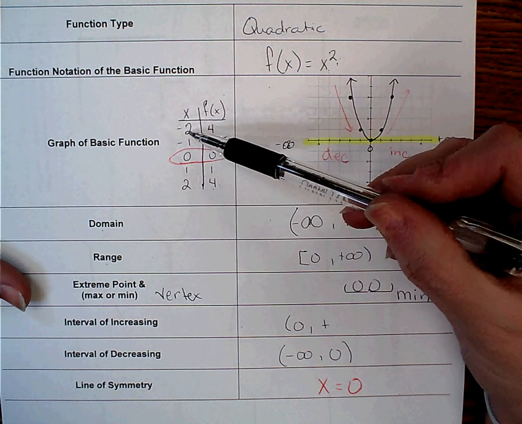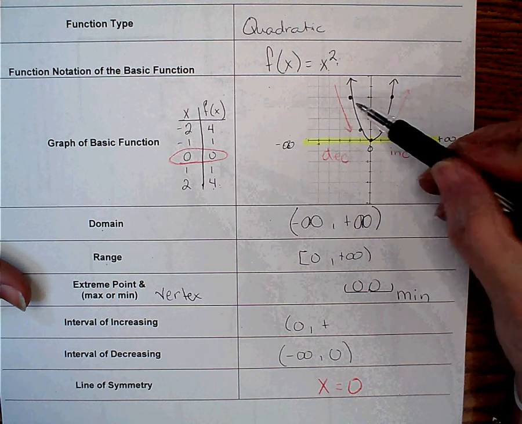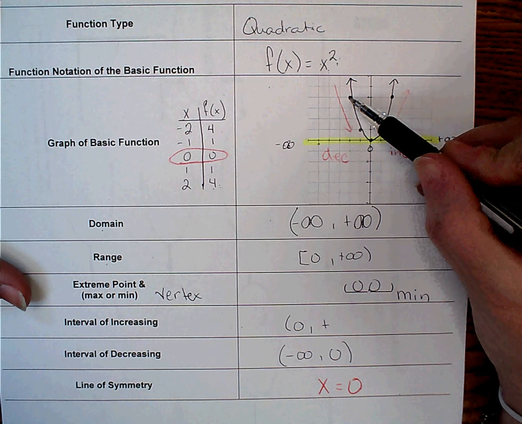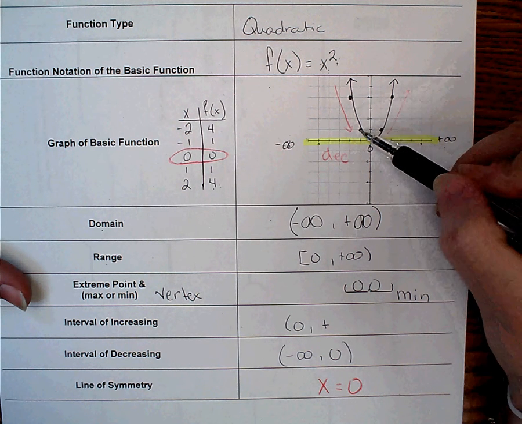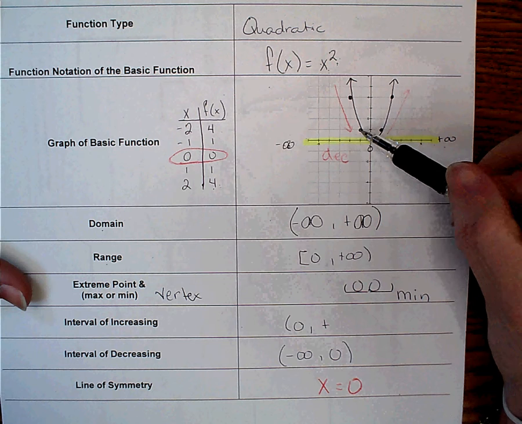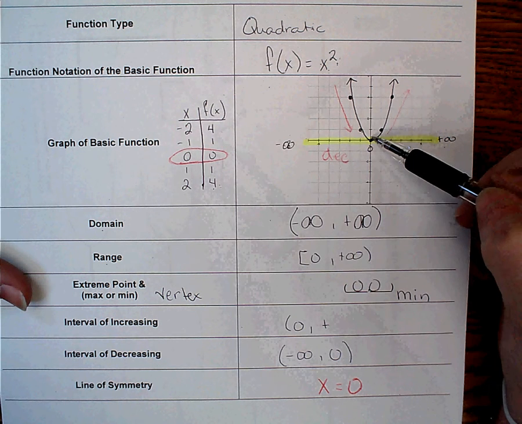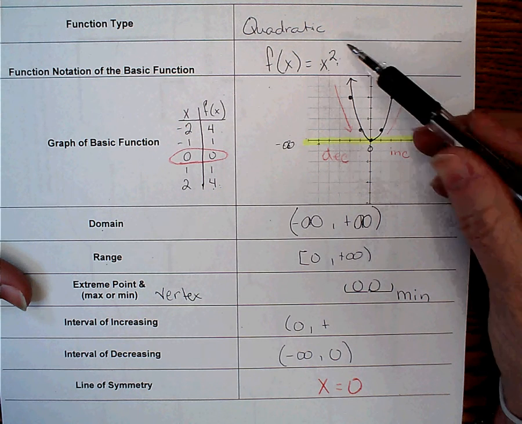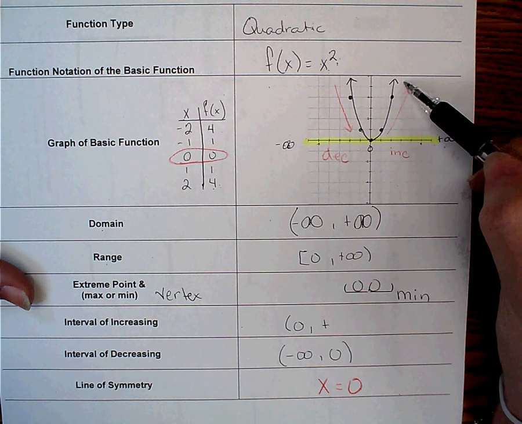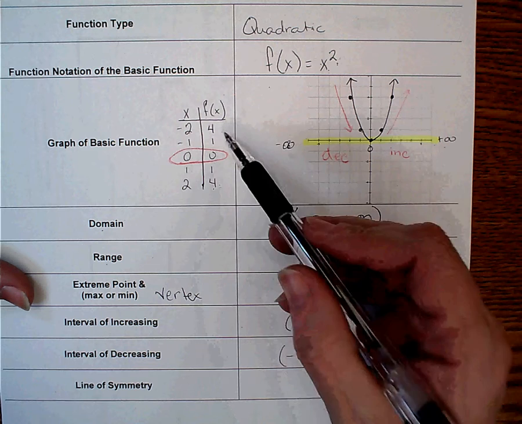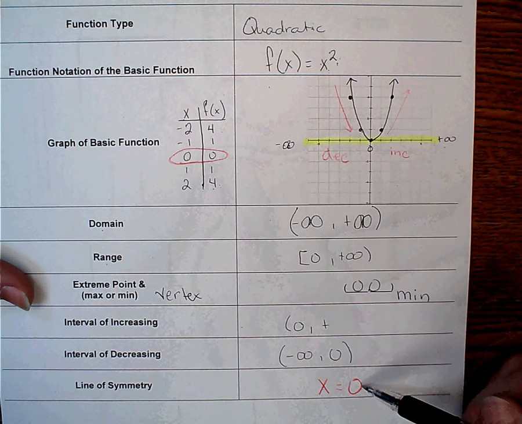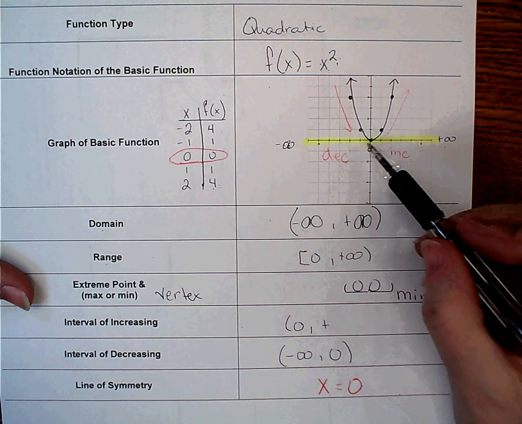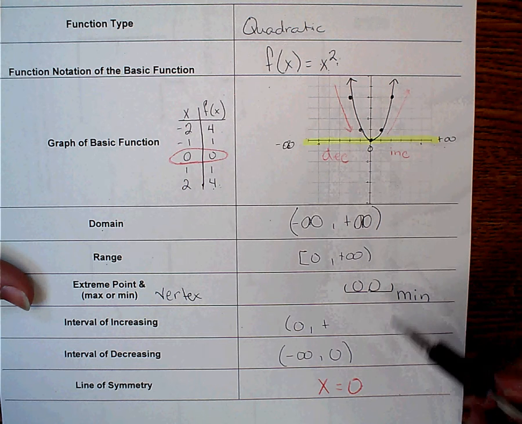If you plug in negative 2, you're going to get a 4, so that's why I have this dot here. When you plug in negative 1, you get a 1, so that's why I have this dot here. 0 squared is 0, 1 squared is 1, 2 squared is 4. So here is my graph. If you notice, the numbers start repeating after 0, so that means this has symmetry. You can see that symmetry on your graph as well after you connect the dots.